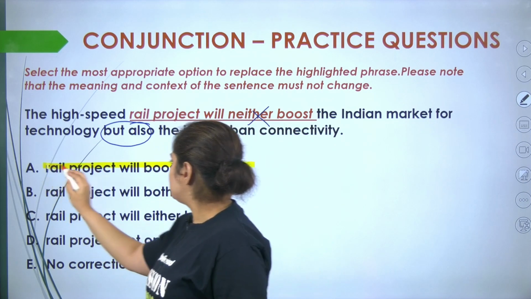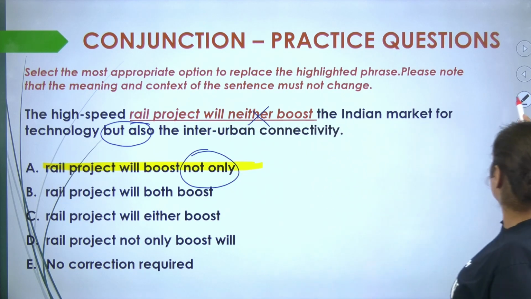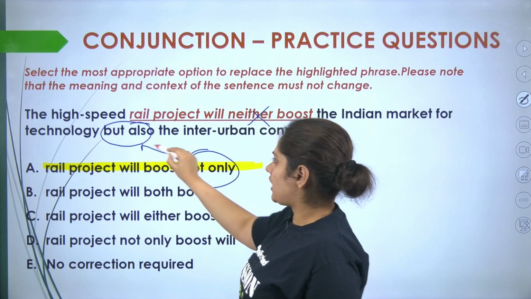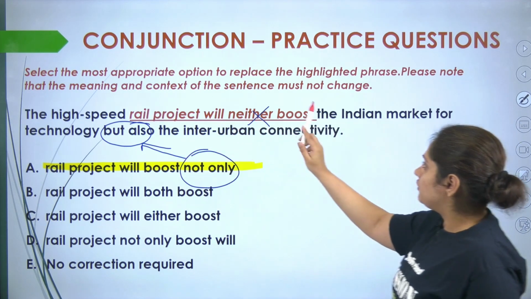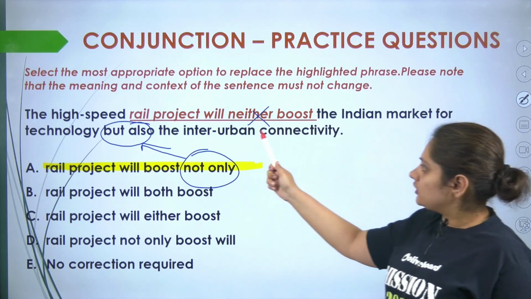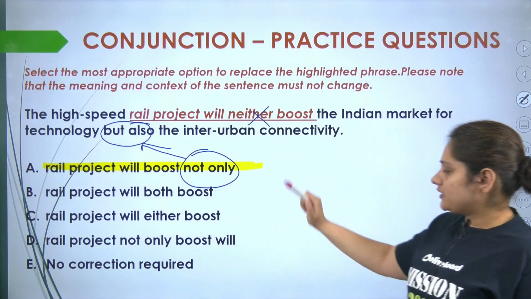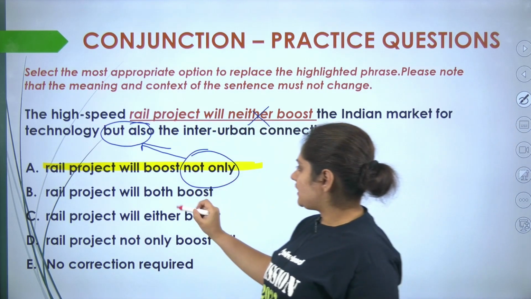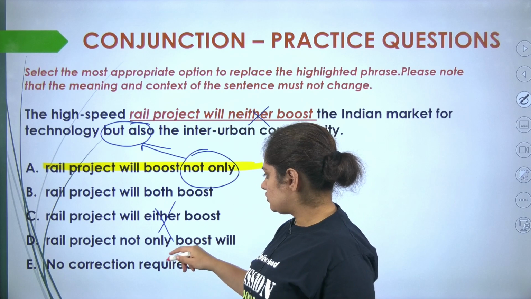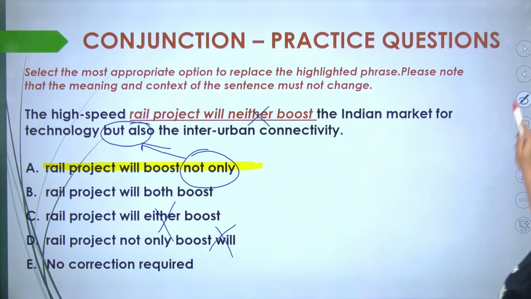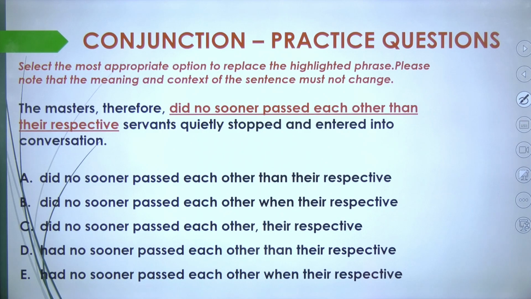So what will come here? First one, okay. You already know we have a pairing, not only and but also. How we are talking about two benefits: will not only boost the Indian market for technology, but also what? The interurban connectivity. It will be useful there also. So here, obviously, "either" will not be used. Here also, it will not be used after "boost". So you can cancel. Okay, next one.